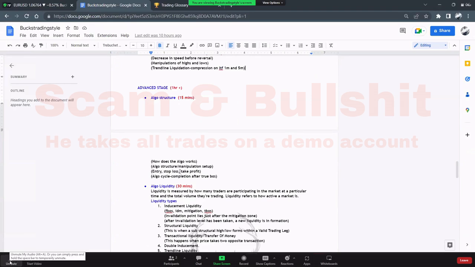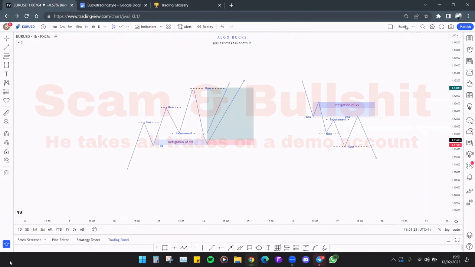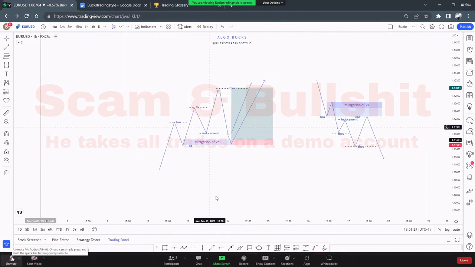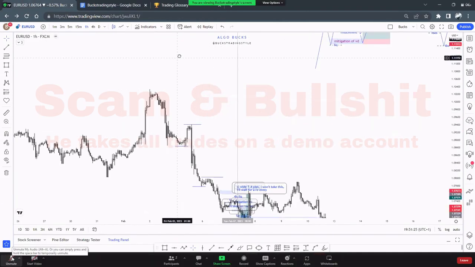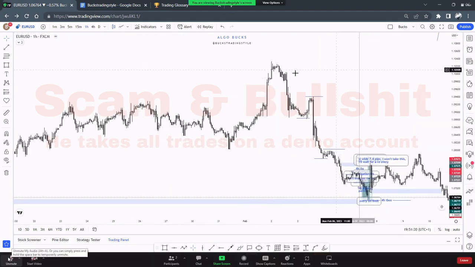So now let's look at the manipulation setup on chart. We are going to spot them. I'm going to show you a saved example first, and then we're going to look on the chart to spot our manipulation setup. We are going to train our eyes to understand the manipulation setups.